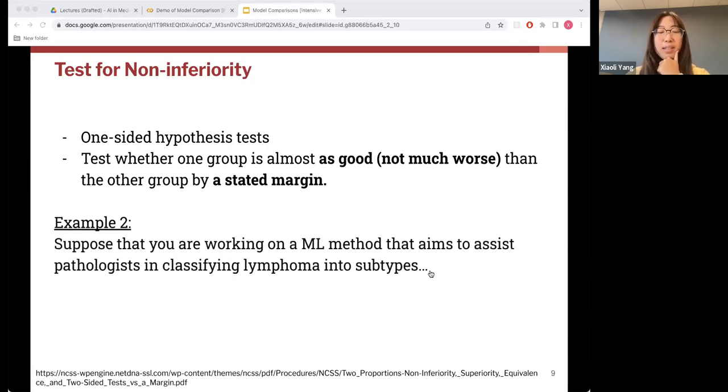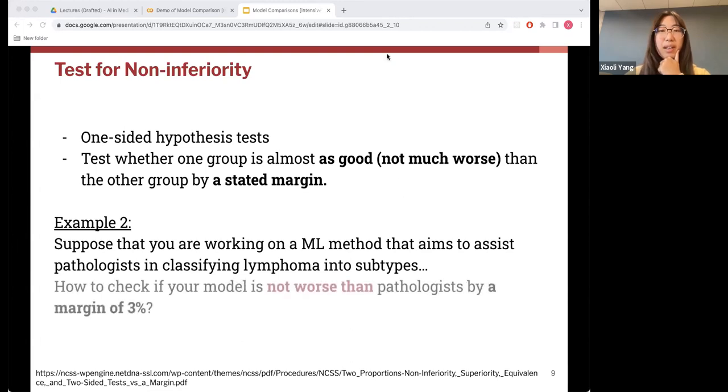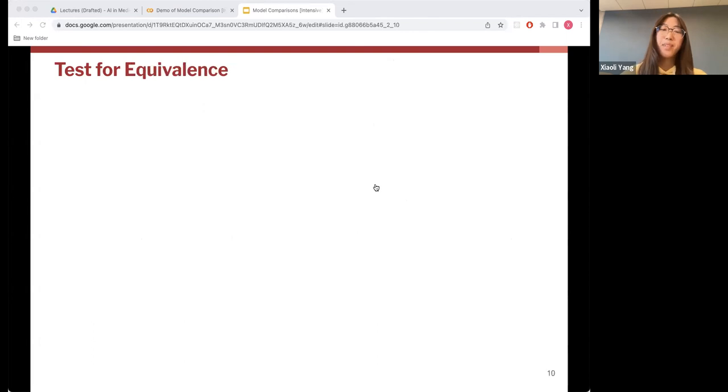So how would I modify this example to make it a non-inferiority test? Again, the machine learning method is compared to pathologists. So I would ask it in this way: how to check if your model is not worse than pathologists by a margin of 3%. This is very similar to superiority, but only changing better to not worse than.